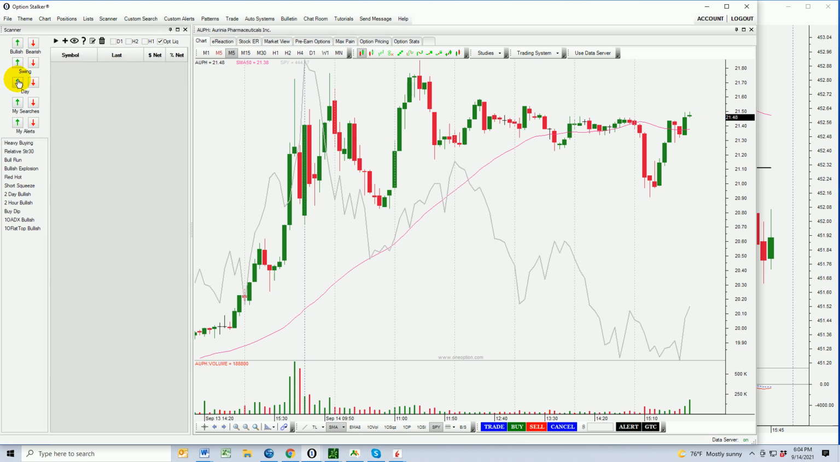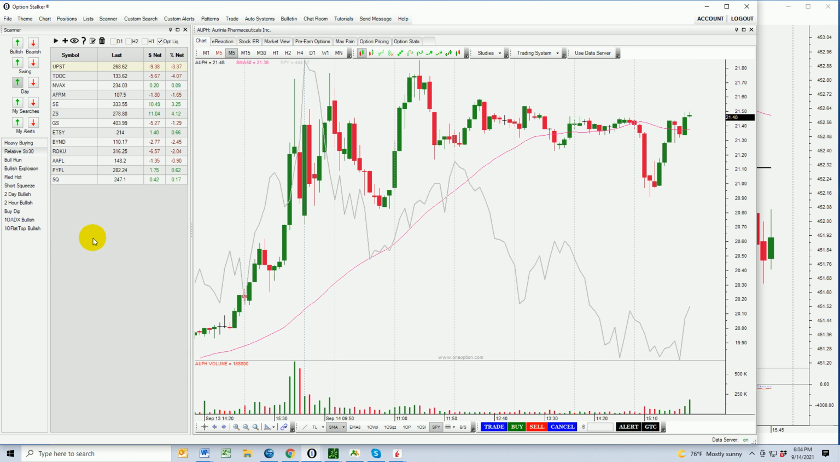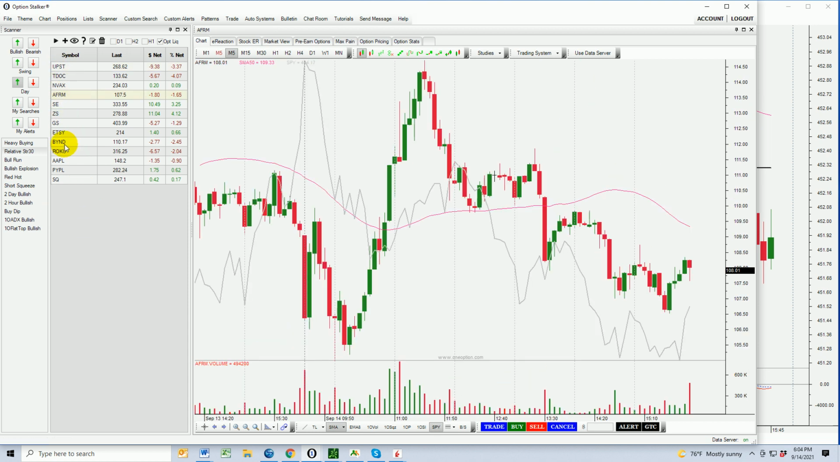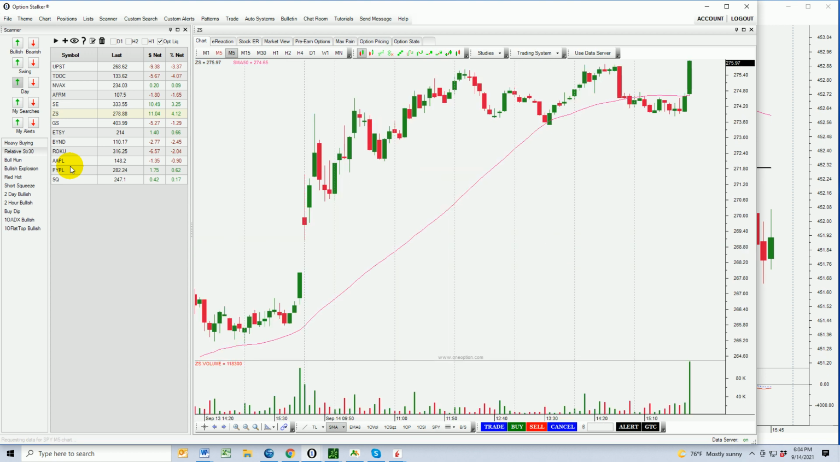In fact, let me just go into one of my searches here, and I'm going to hit relative strength 30, and I could take a look at any one of these stocks in here. Take a look at AFRM. I'm going to be looking for a stock that's been strong all day. I want to see something that's near its high of the day. That's not too bad. There you got market down, down, down.